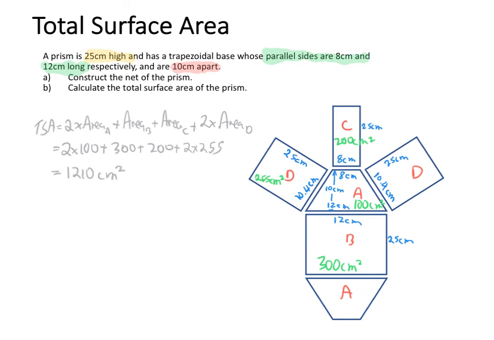So the total surface area of my trapezoidal prism is 1,210 centimeters squared, and I completed that calculation by drawing the net, calculating each individual side of the net, the area of each individual side, and then adding all of the individual areas together to get the total surface area.